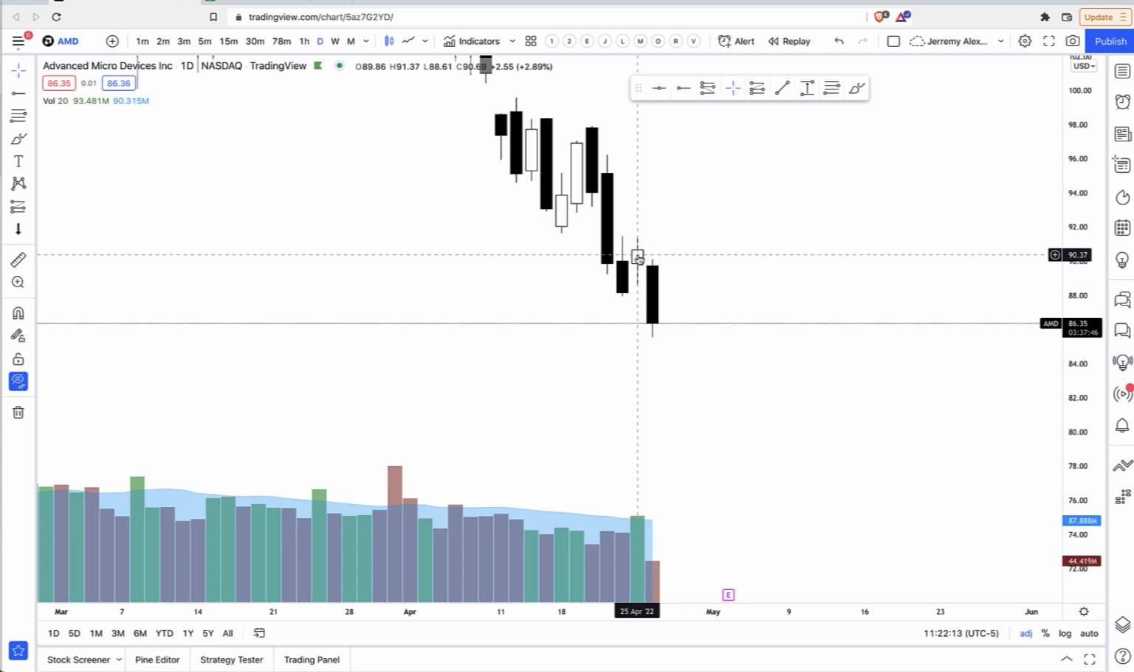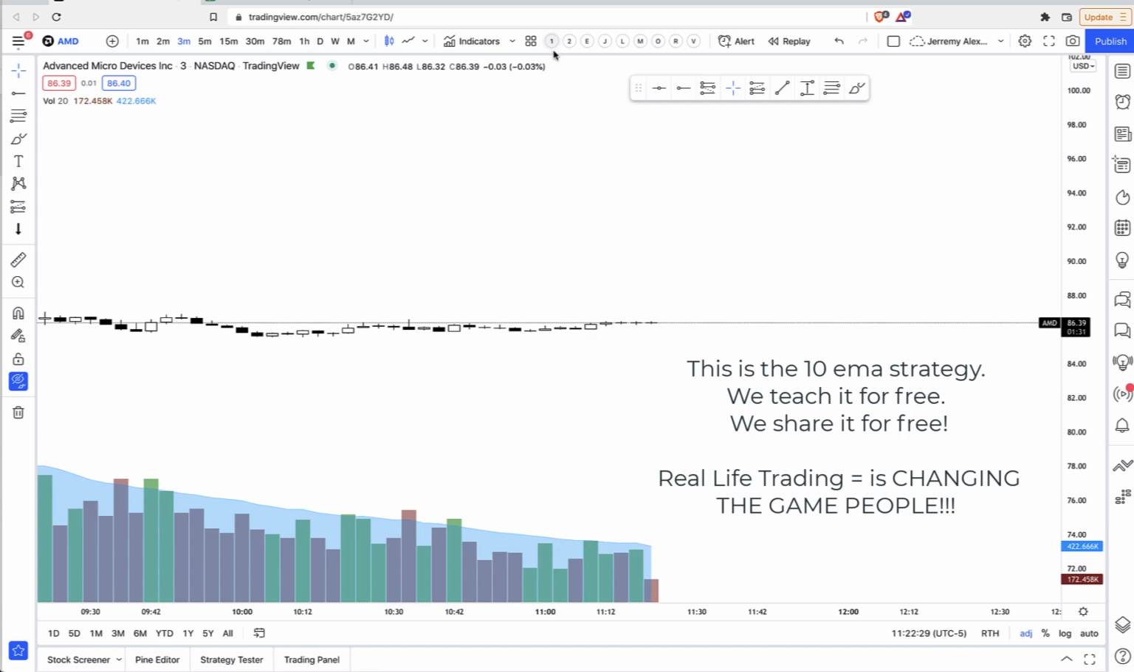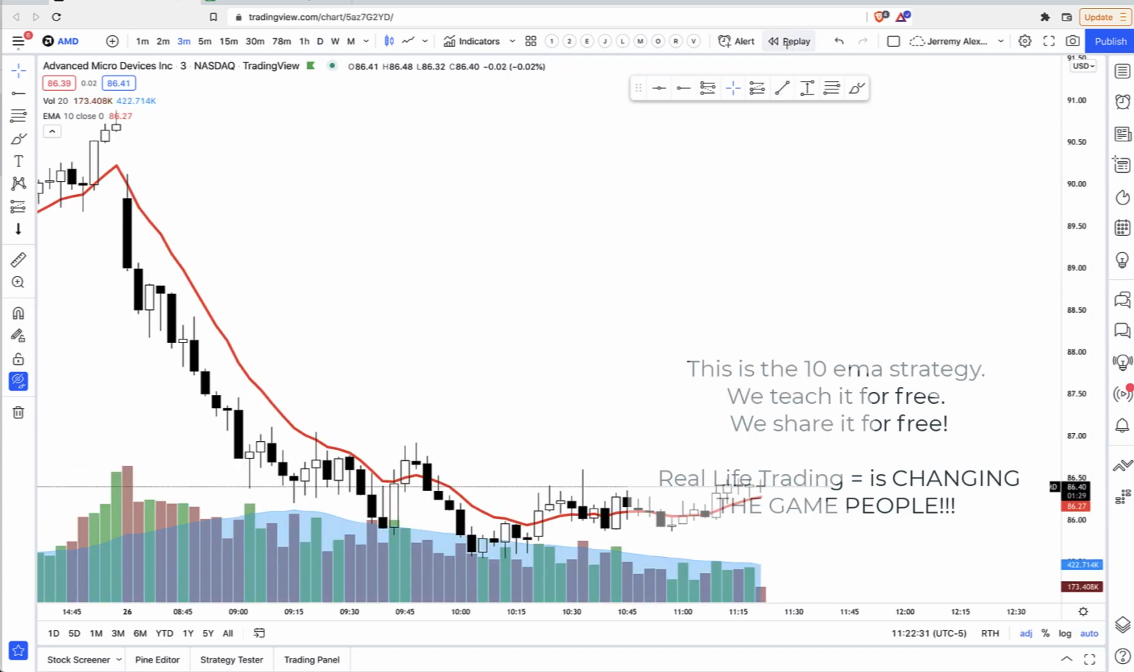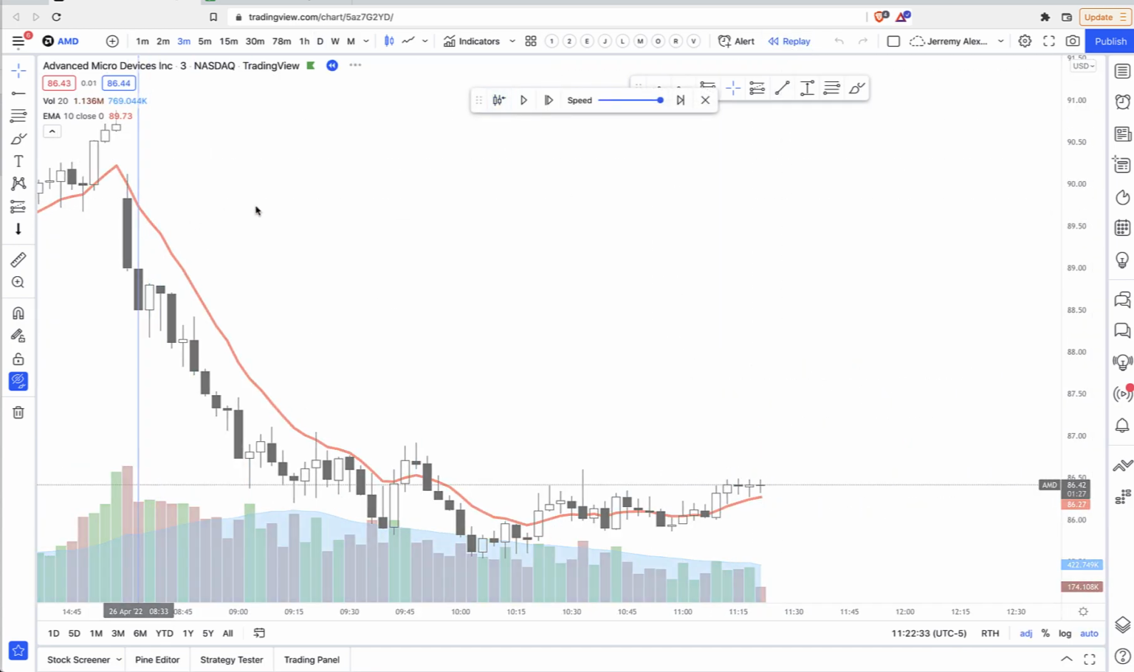So the entire body, right? The open to close, the entire body was trapped. So the open of yesterday was 89.86. The open of today was 89.74. So thus, people are horrifically trapped on AMD. So the strategy, go into a 3-minute chart and trade it as we get an opportunity to do so.